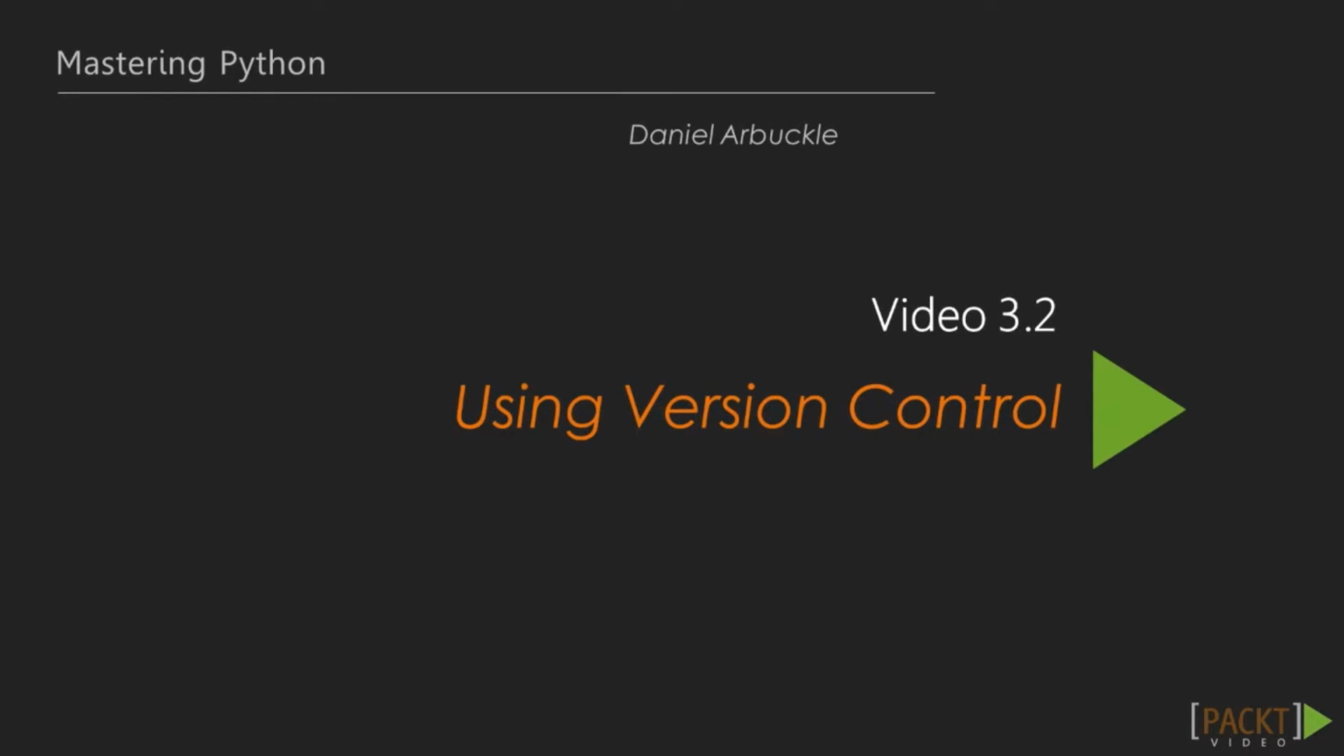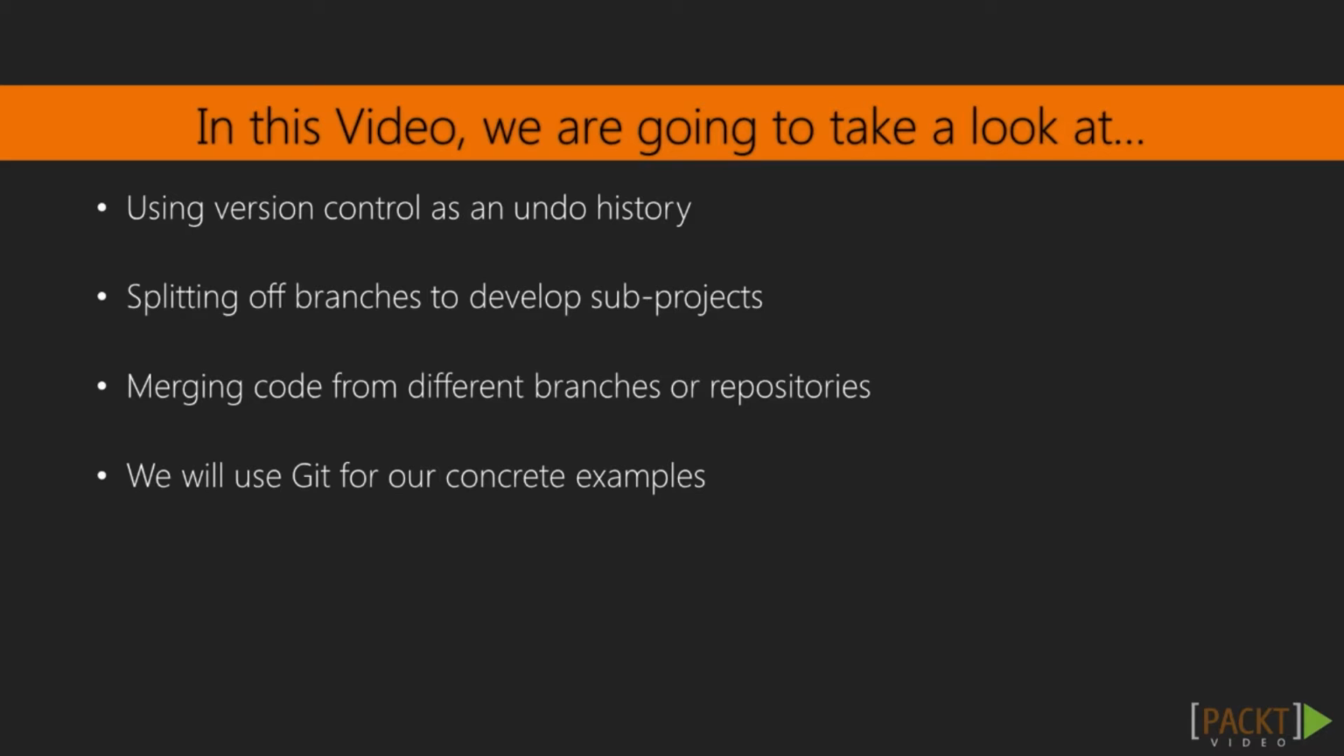3.2, using version control. We're going to look at using version control as an undo history, splitting off branches to develop subprojects, merging code from different branches or repositories, and we're going to use Git for all of these examples because it is presently the most widely used version control system. Version control is one of the fundamental tools for most programmers. It helps us with almost every aspect of a project in one way or another.